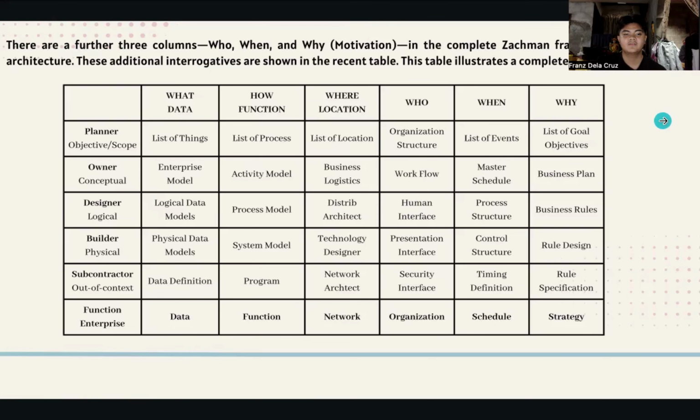For the other 3 columns, which are who, when, and why. The who consists of organization structure, workflow, human interface, presentation interface, and security interface. Who consists of the organization. When consists of schedule. Why is the strategy.